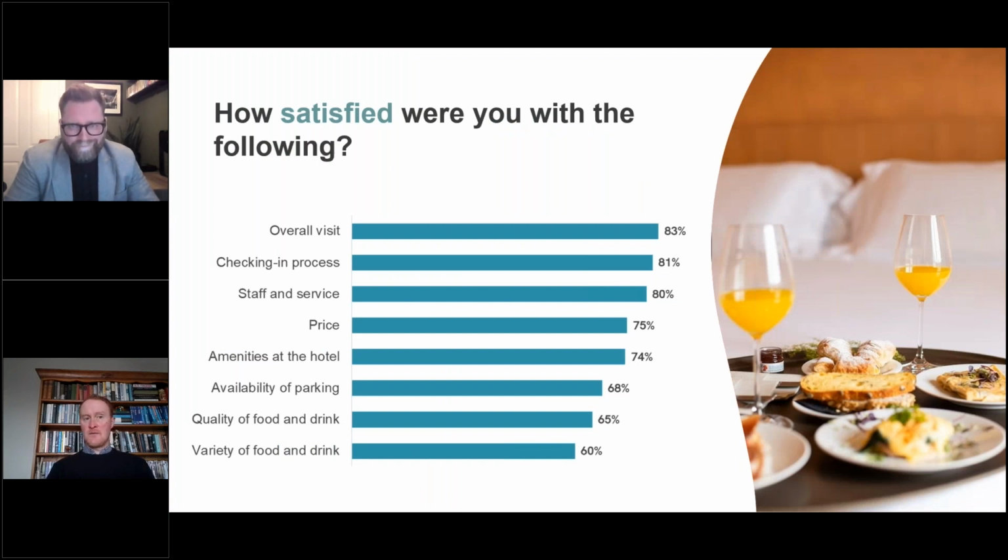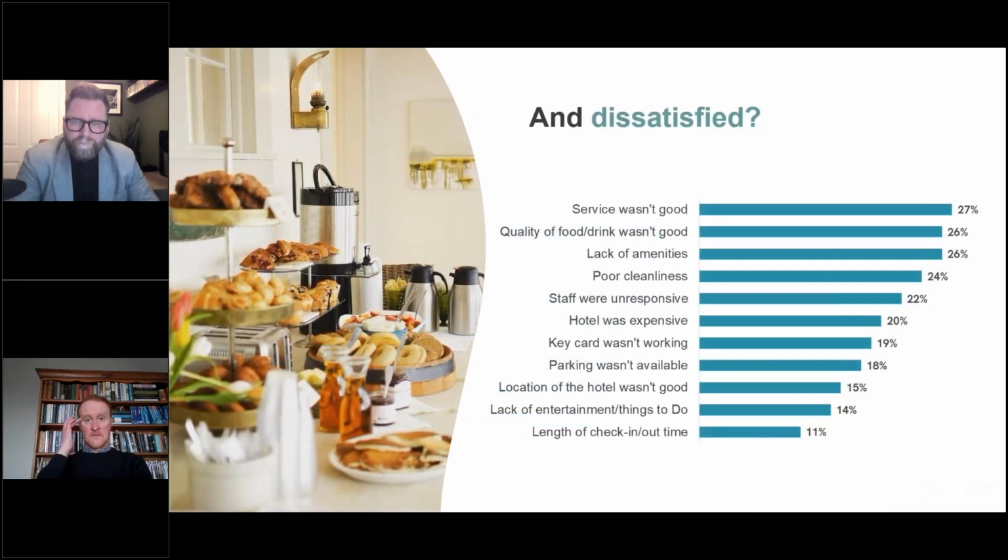Satisfaction generally amongst consumers is high in hotels. So overall visit satisfaction is high, check-in is high. We've got 8 in 10 consumers telling us they're satisfied with all of these things. So hotels obviously do a really good job. But again, just to reiterate that point, when we move to the lower end of this chart, you can see it's things like quality of food and drink and variety of food and drink where satisfaction levels are a bit lower. So again, an area for improvement.